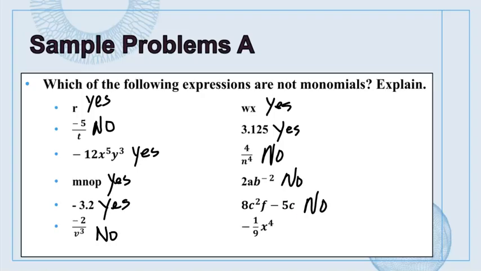This next one is yes. And the reason why this one is yes is because I don't have negative exponents. The variable's not in the denominator. I have a fraction, so I have a number multiplied by a variable. So keep that in mind. As long as it's just a number in the denominator, it's fine.